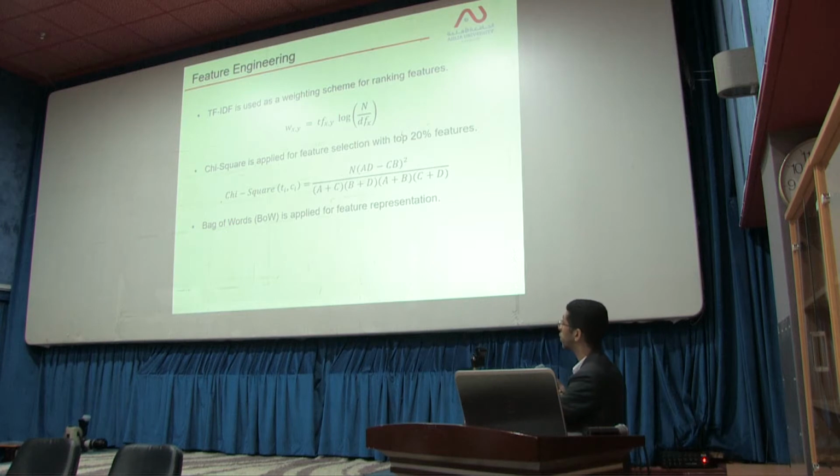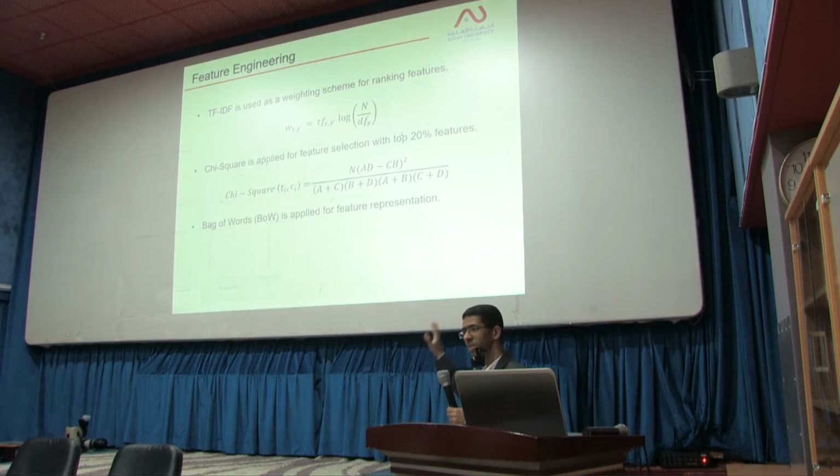We also used chi-square for feature selection. Feature selection is needed because from these steps we have, for example, 2,000 or 10,000 words. The classifier will have a difficult time processing all of them, so we have to reduce the number of features. So we apply chi-square to reduce the number of features using this formula. It's a statistical formula that reduces the number of terms.